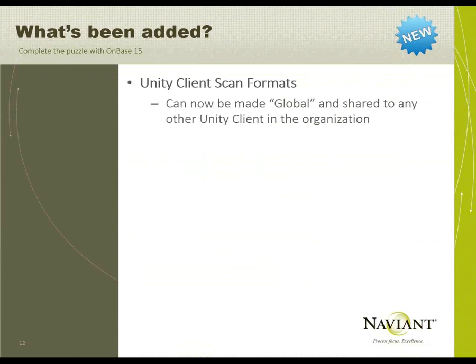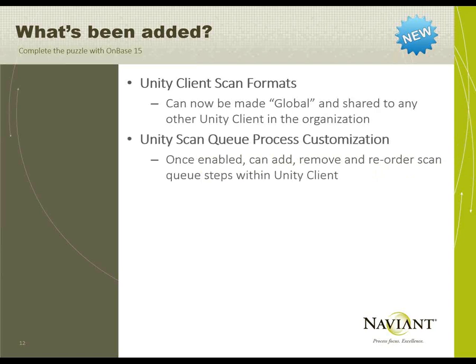Unity scan formats are ready. You can make them global. So if you have an organization where you have, say, 5 Fujitsu scanners of a particular model, they're all the same model scanner. You figure out a really good scan format on one of the scanners. You can save that scan format and then share it, make it a global scan format, and all of your other Unity client users can use that scan format. It's really handy. The import-export did the same thing, but this is basically 4 fewer clicks.